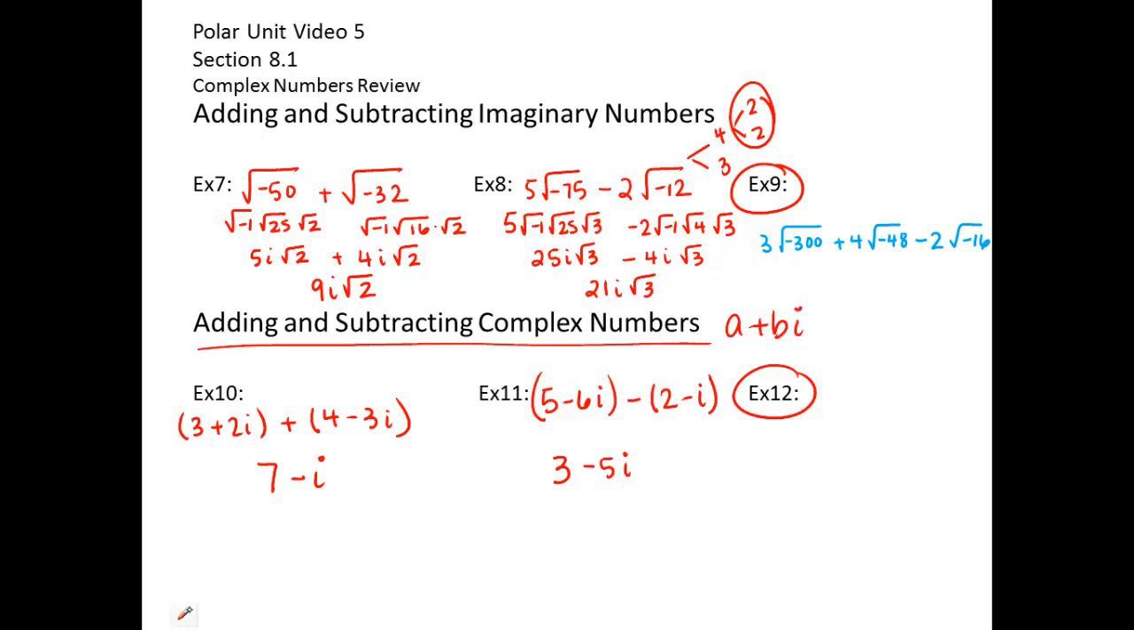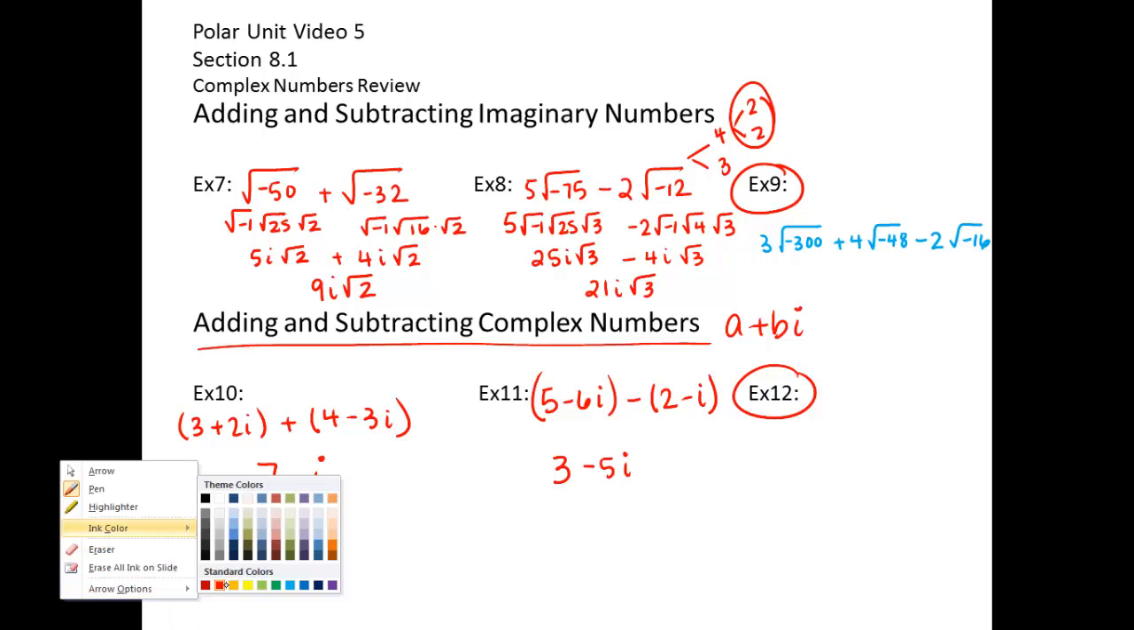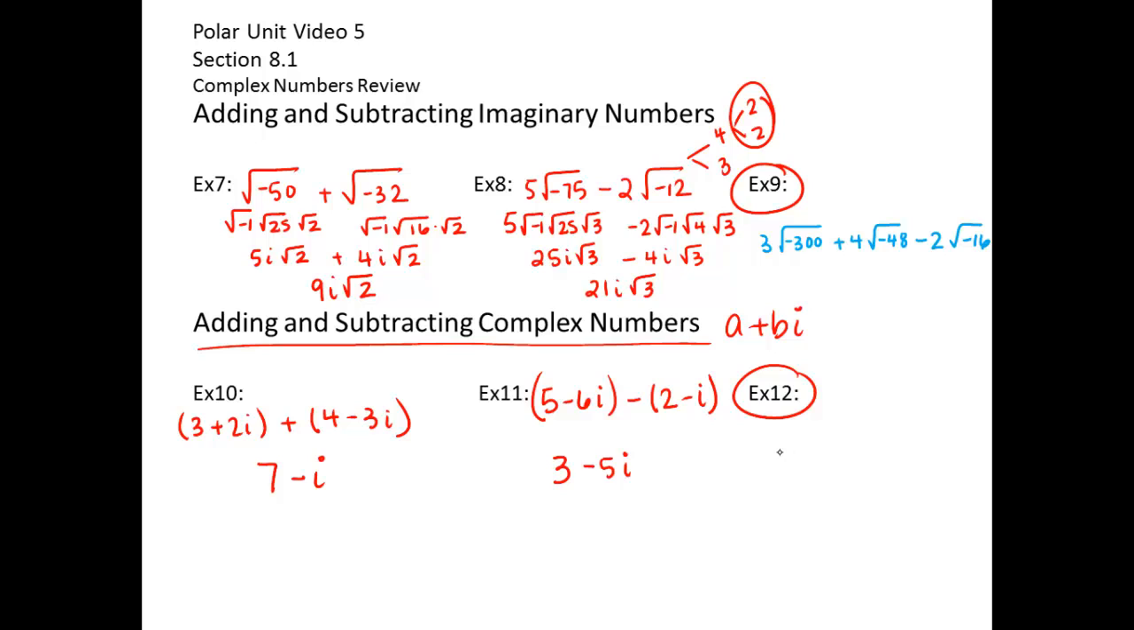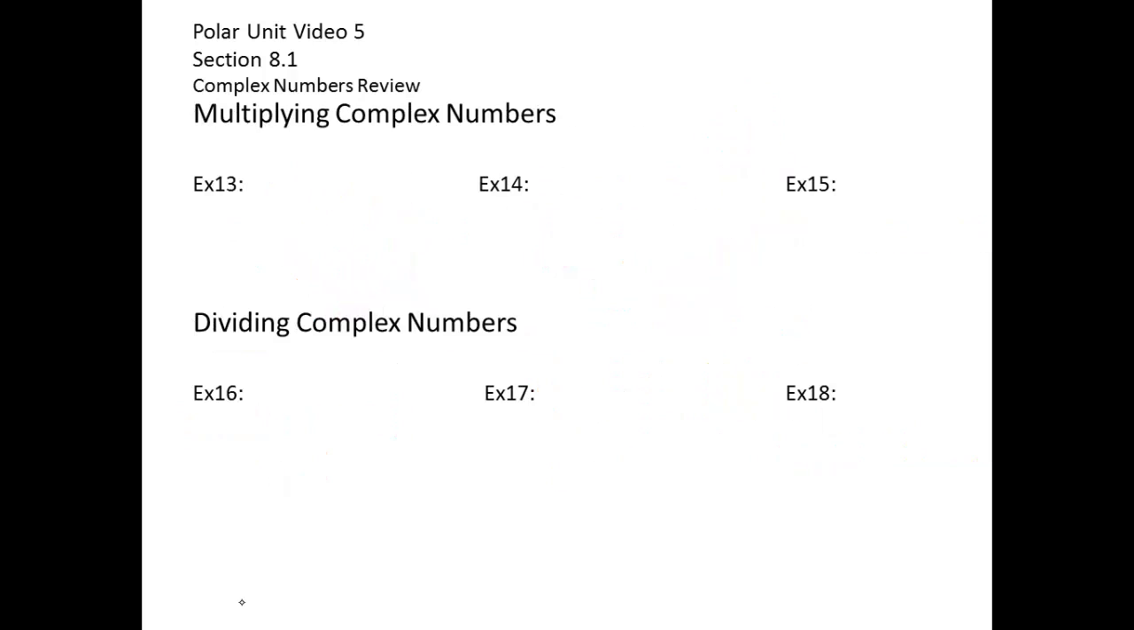Example number 12 is left for you to try on your own. Make sure you have it done before you come to class. It is going to be 3 plus i plus a negative 4i minus 1 minus 6i. All right, again, you can pause now or you can do them later.